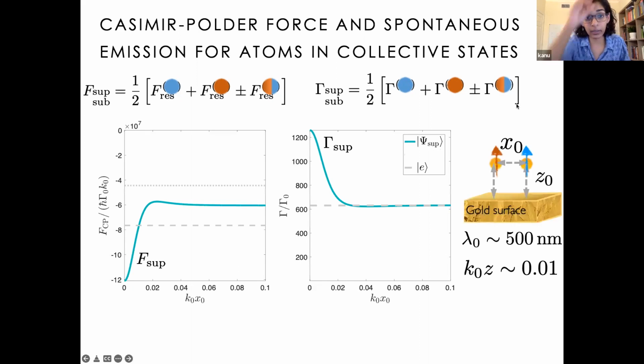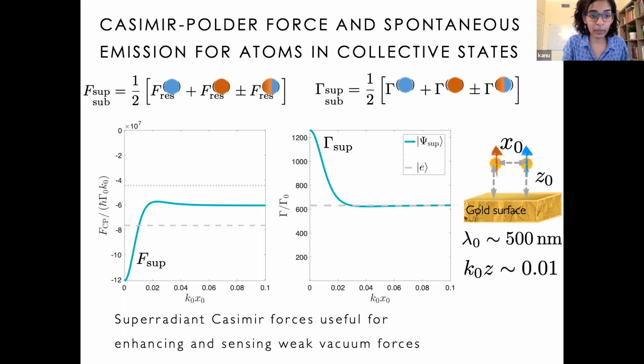And we can plot these forces for a system of, let's say, two emitters being close to a surface. And what we are seeing here is that as we, for example, put the emitters closer and closer to each other, there's an enhancement in the collective gamma, which is what we know from usual superradiance. And at the same time, there's an enhancement in the Casimir attraction between the atoms and the surface. And so you might think as a result that superradiant fluctuation forces can be useful for enhancing and sensing forces that are otherwise too weak to be measurable.